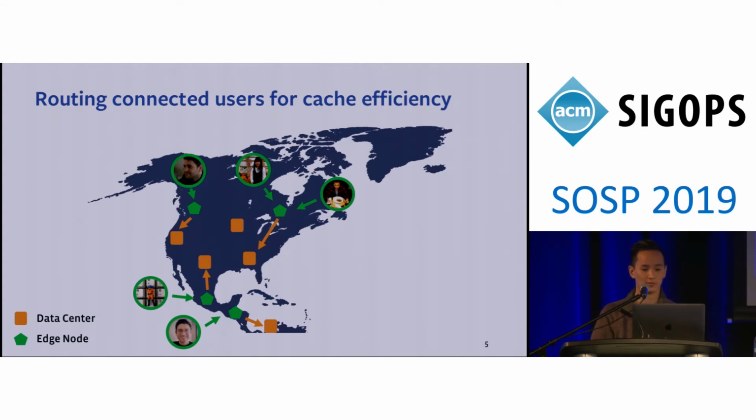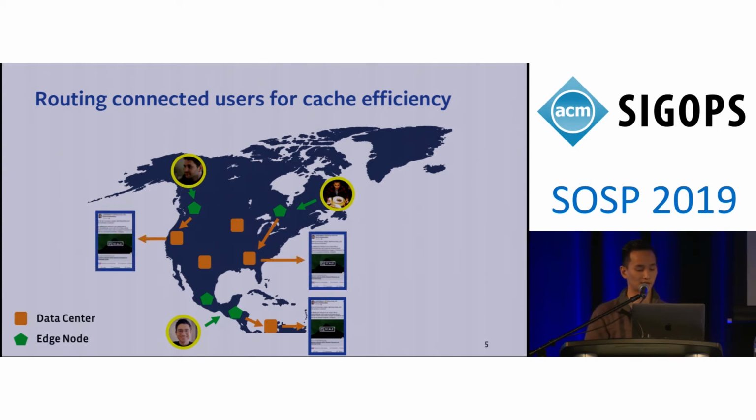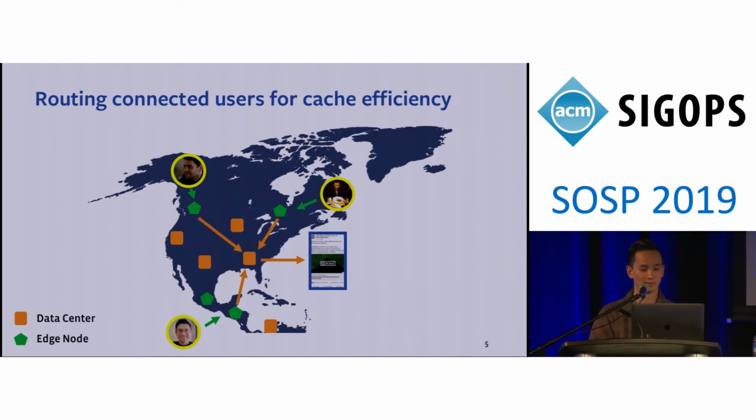We took it another step further, though, and we noticed our users are socially connected. For example, we have a group of users who are all friends. One friend makes a post, and both of the other friends will see the same post in their newsfeed. What we realized is if we route all of these users to the same data center, we can better leverage the cache because they're all fetching the same content.